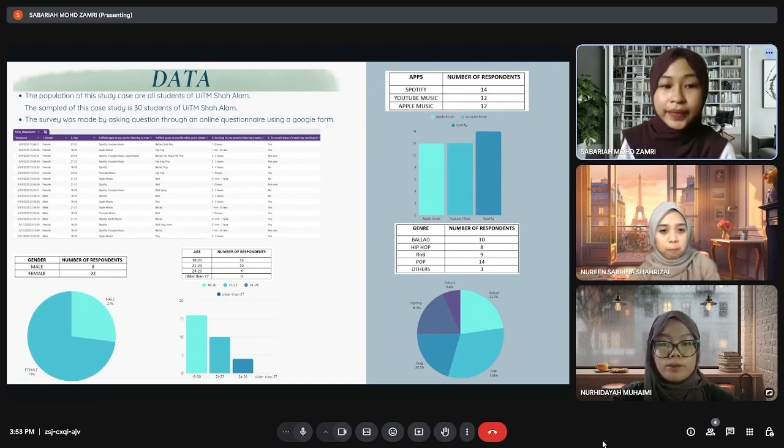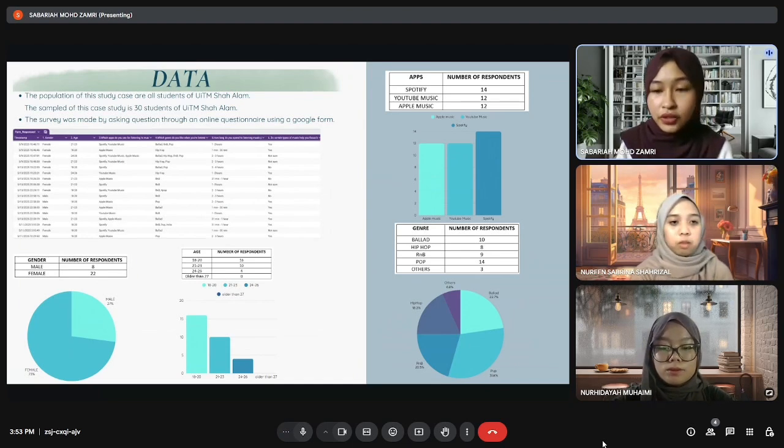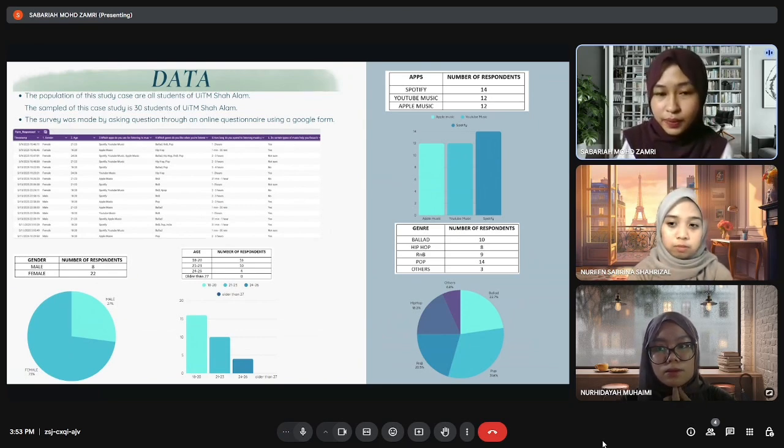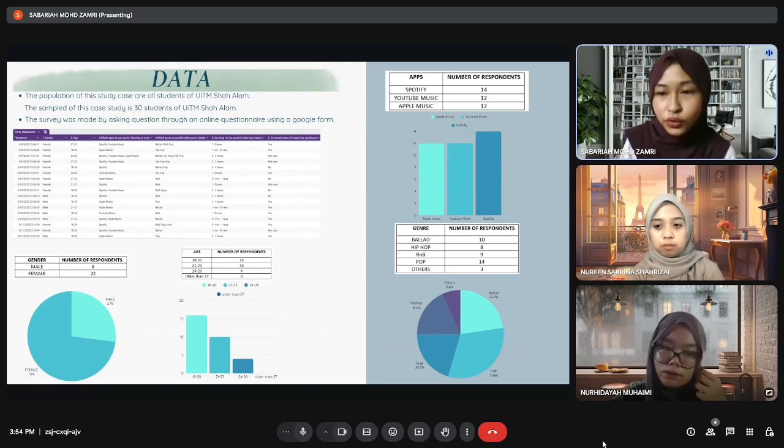The first question is about gender, and there are 8 male respondents, consisting of 23%, and the female is 22, which is 73%. The second question is age. As you can see, a lot of the respondents are from 18 to 20 years old.